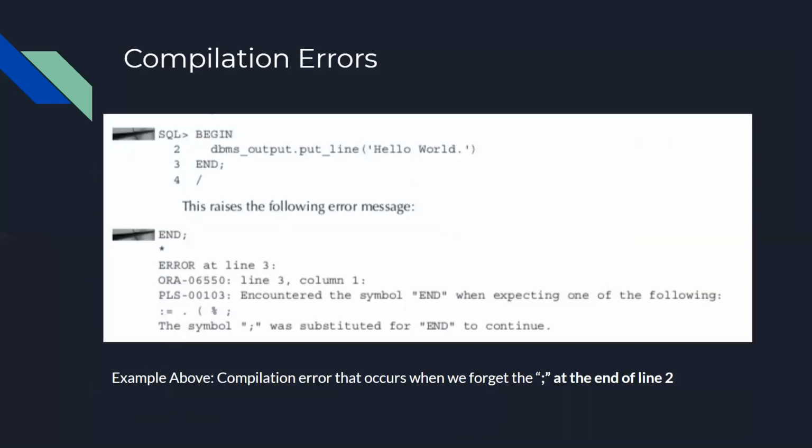Continuing with compilation errors, here we have a hello world code. We can see that there is an error at line 3, column 1, which means that a semicolon was needed at the end of line 2. And that is the reason that we're getting that error at the end.